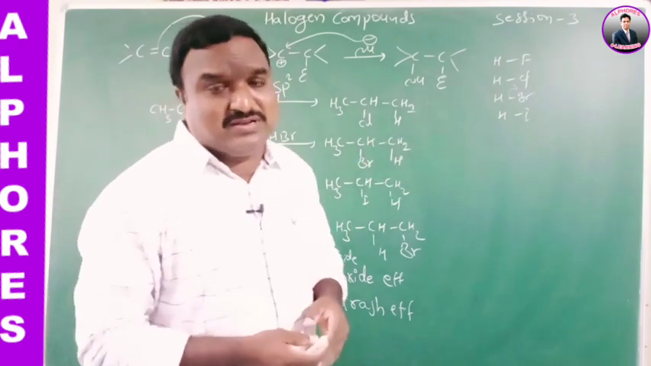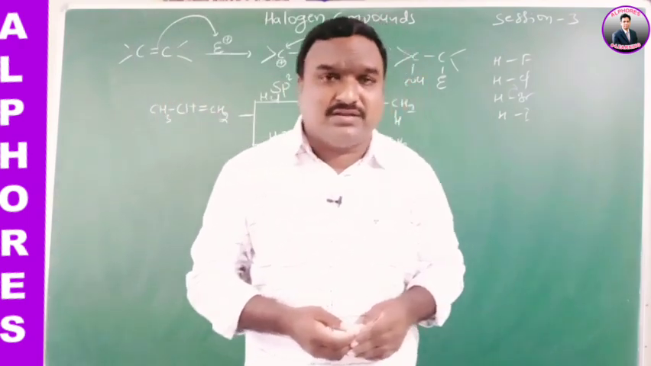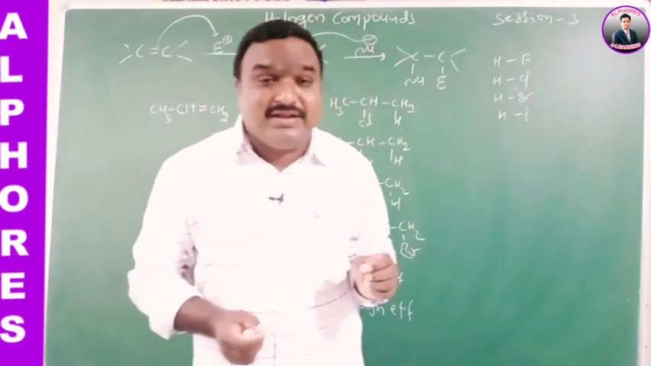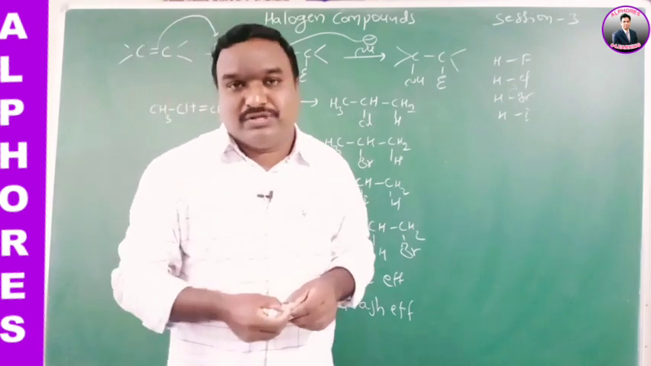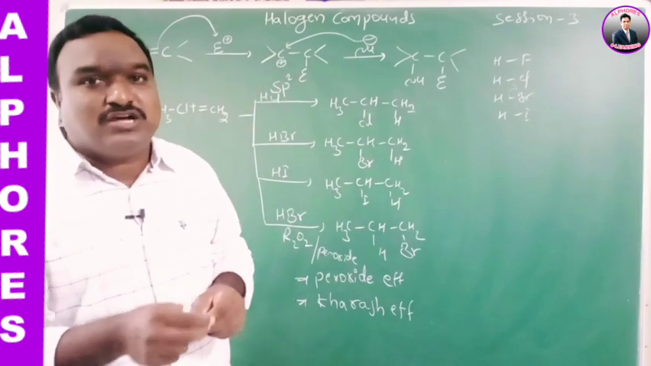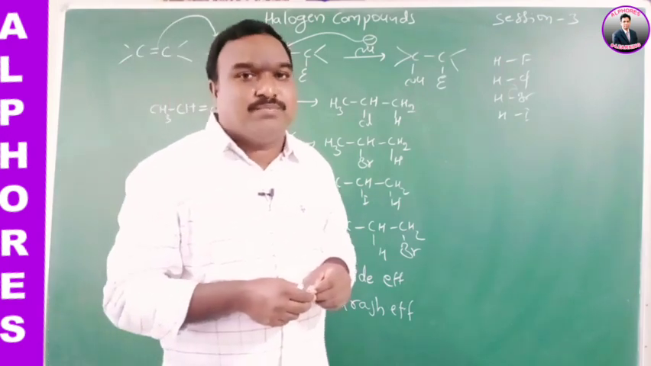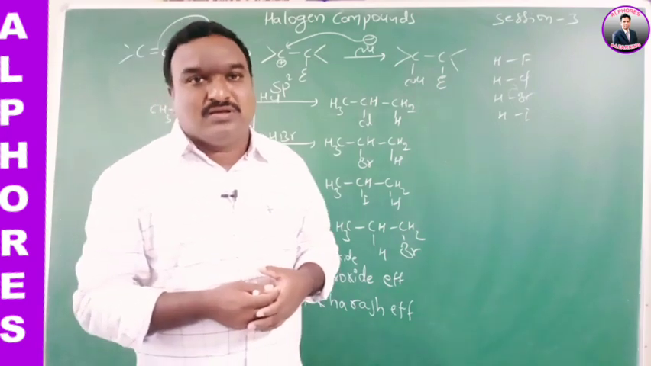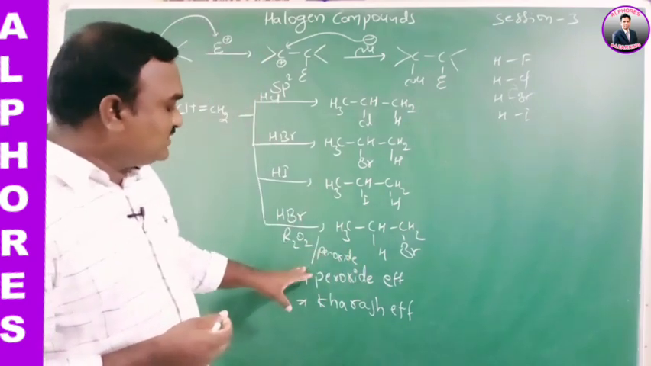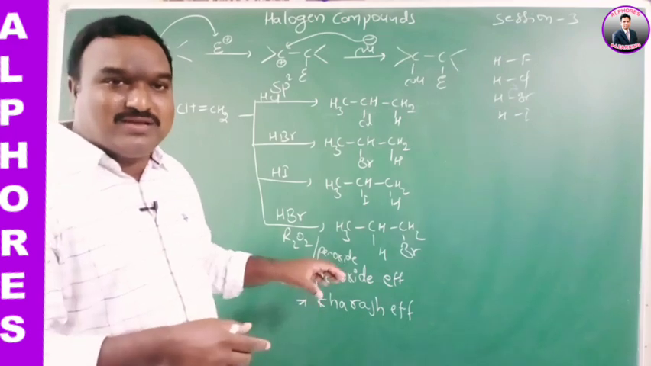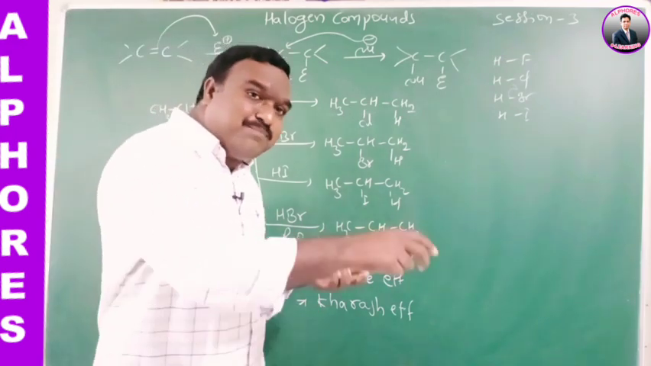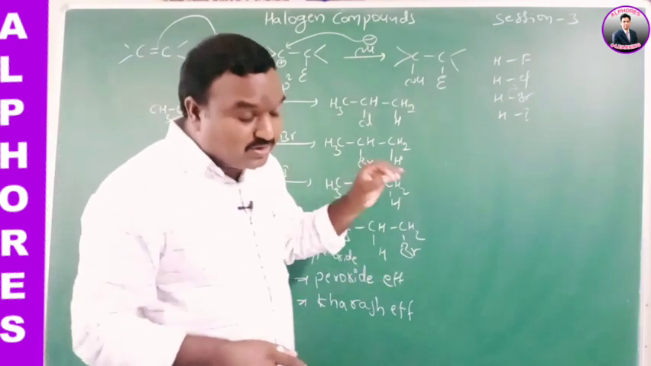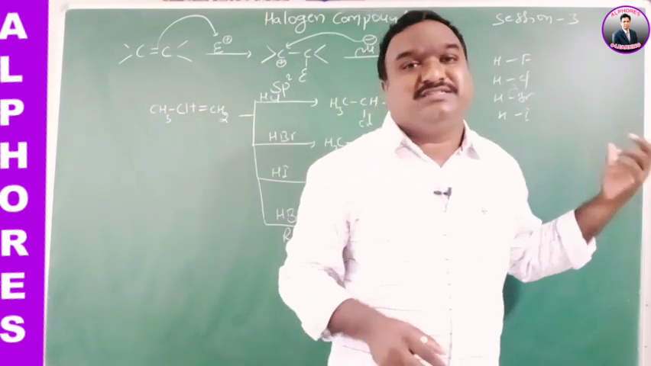Wherever HI is given, it is also possible, but here iodine's reducing properties are more and its dimerization power is more. Due to that reason, HI also follows the Markovnikov rule but not the anti-Markovnikov rule even though peroxide is given. This is a way to explain the peroxide effect or Kharasch effect. Finally, the peroxide effect is applicable only for hydrogen bromide addition reactions but not HCl and HI addition reactions.